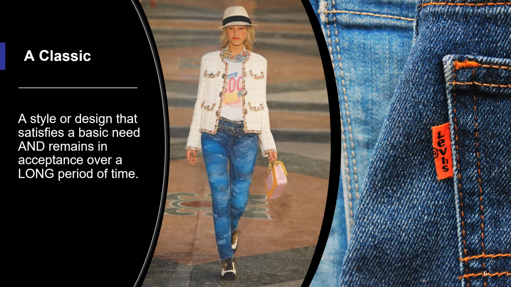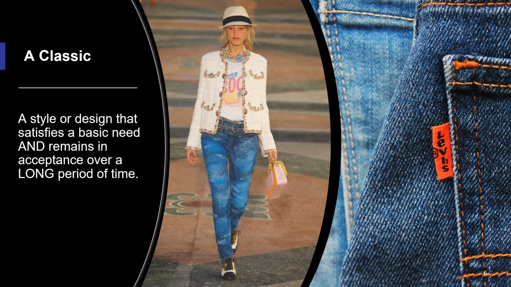Some things never go out of style. And that's what we're going to talk about now. We're going to talk about classic items and classic styling. So the images that we have here are Levi's jeans. You can never go wrong with a Levi's jean. And the other item that we have here is a Chanel jacket paired with jeans. I'm sure there's Chanel jeans as well.